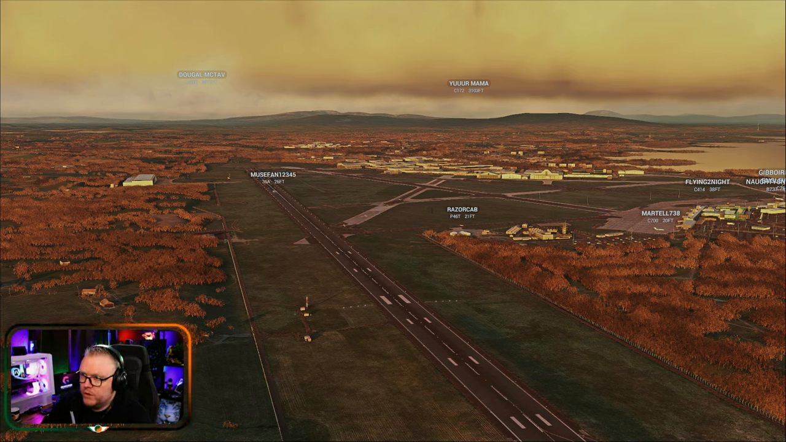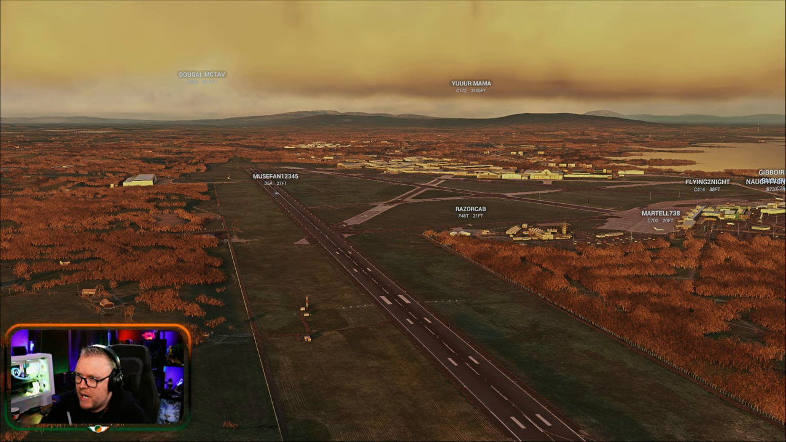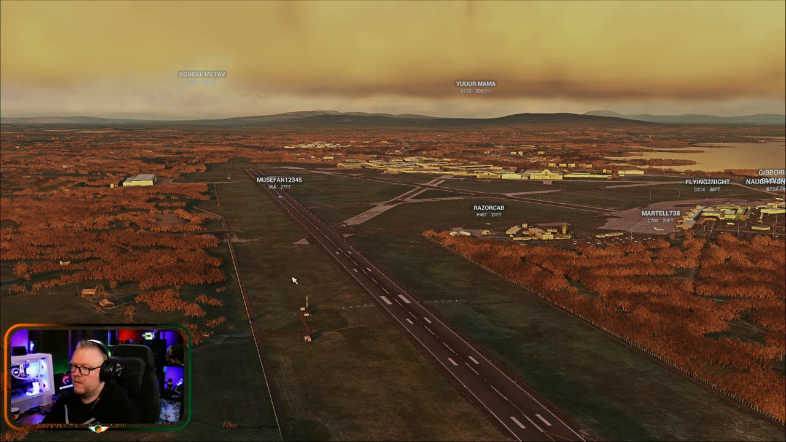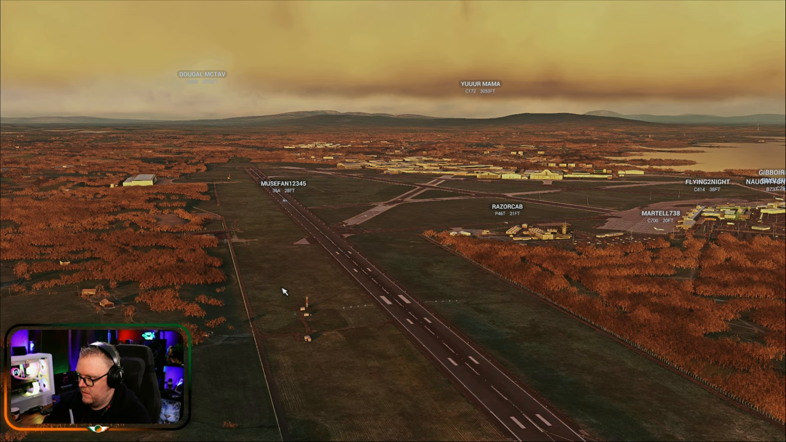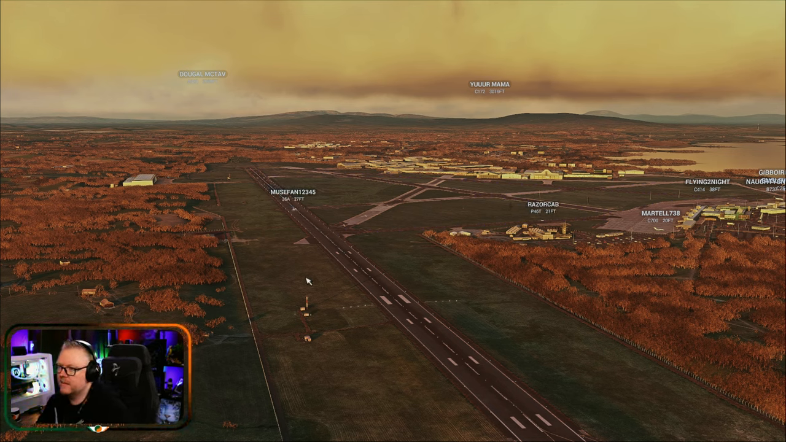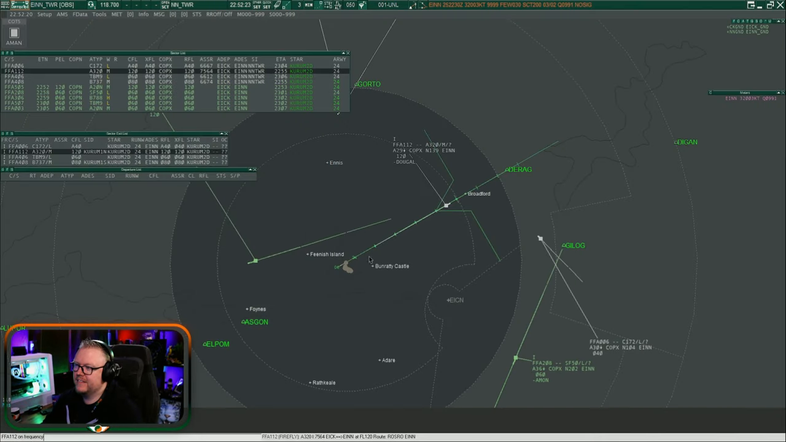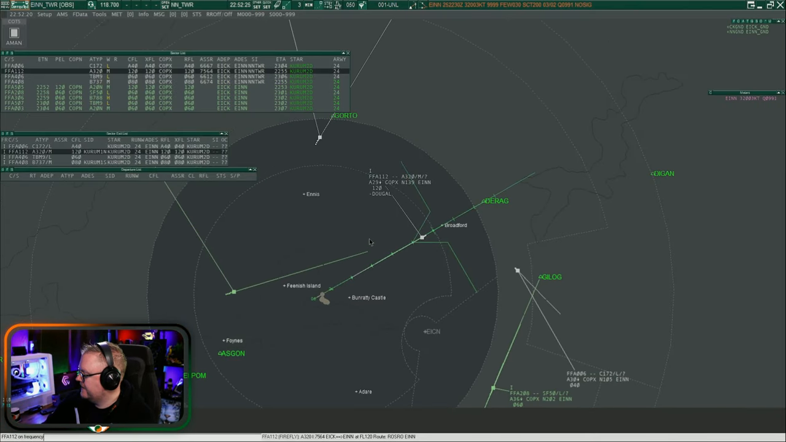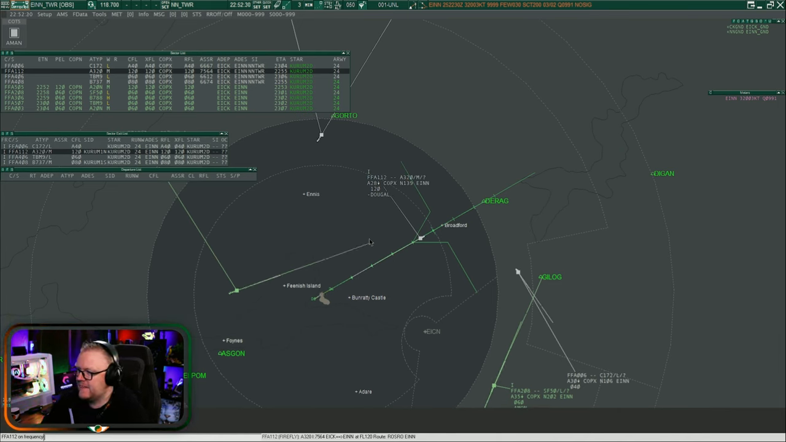Shannon Tower, Firefly 112, fully established on the ILS, runway 24, 10 miles. Firefly 112, continue approach. You are number 2. Expect late landing clearance. Continue approach, number 2, expect late clearance, Firefly 112. And Firefly 007, vacate at Alpha, contact Shannon Ground, 121.8. Vacate Alpha, and sorry, could you give me the frequency for Shannon Ground again, please? No, you're not getting it. Ground frequency, 121.8, Firefly 007.